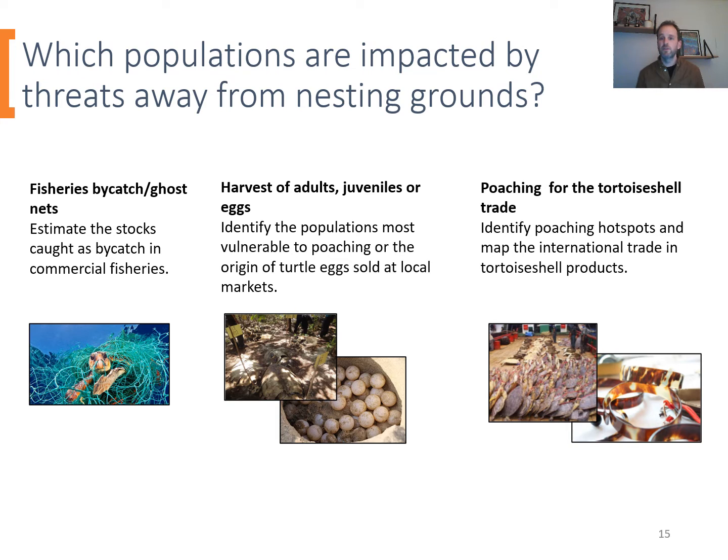So, as conservationists and managers, as I'm sure many of you out there are, we're often interested in knowing which populations are impacted by threats away from the nesting grounds. So this could be threats occurring in foraging grounds or during migrations from either fisheries bycatch or harvest or poaching. So again, using genetics allows us to identify the natal origin of turtles, which is crucial if we want to assess and compare impacts on regional rookeries.